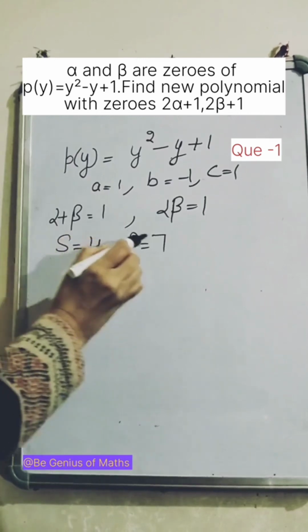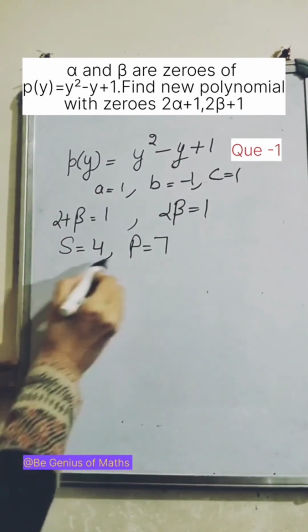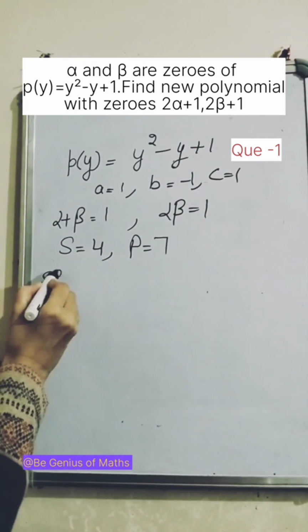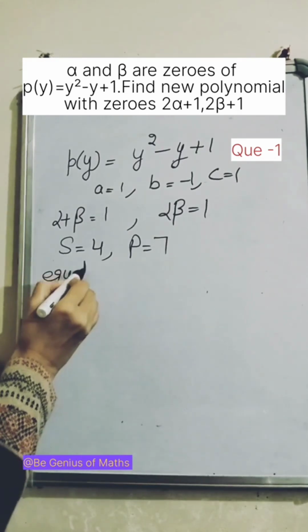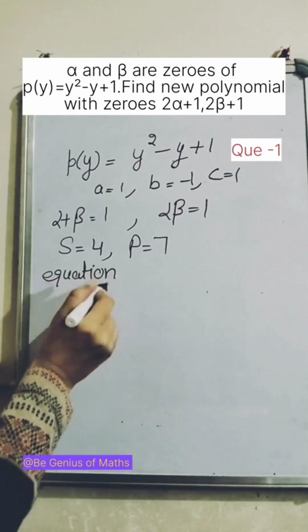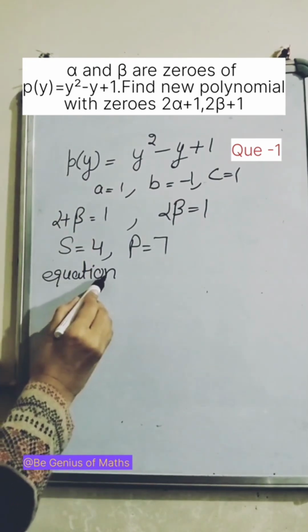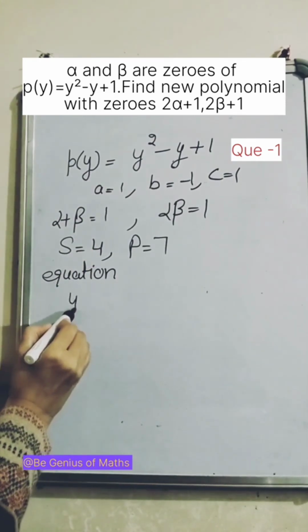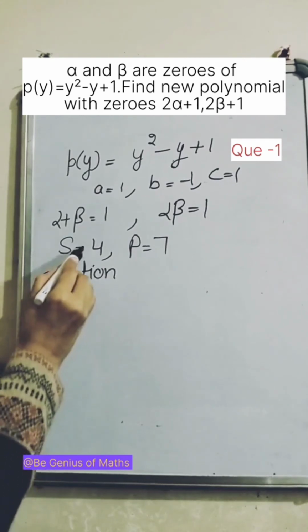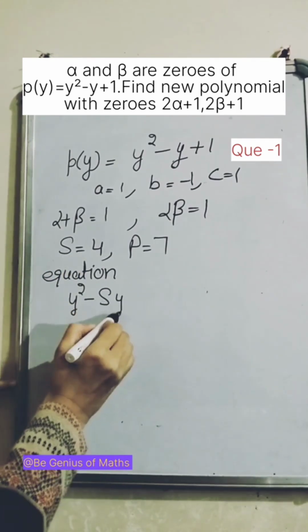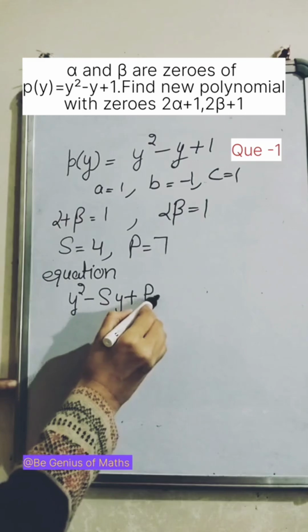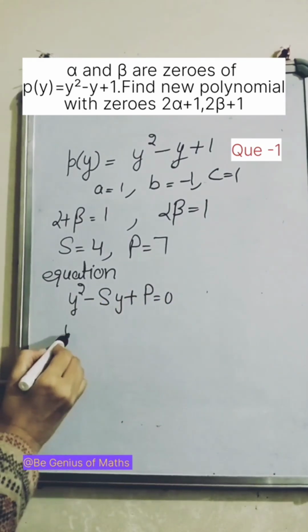So up to now we have calculated the sum of new zeros and the product of new zeros. What is the next step? Now by using this sum and product we will find the equation before the polynomial. Because the given polynomial is in y, the equation will be in y, and the formula of the equation is y square minus sum of zeros into y plus product of zeros.